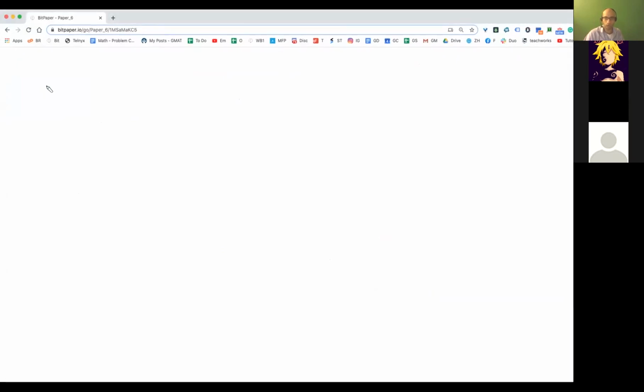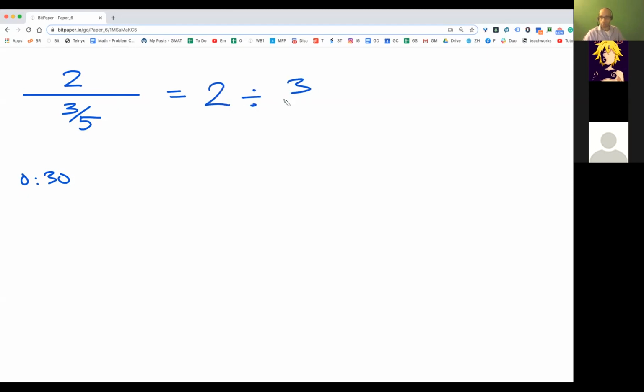But let's move on to this problem now. What do you think is the answer to 2 over 3 over 5? What do you think this is going to be equal to? Once again, I'll wait for you for maybe 30 seconds and see how you do on this. Remember, this can also be written as 2 divided by 3 over 5. A very standard way to think about this.